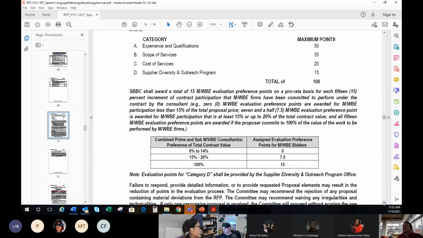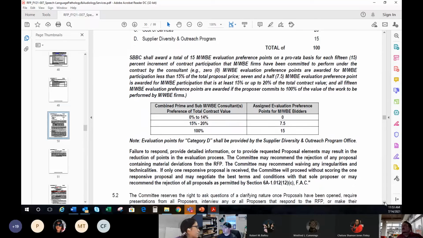The purchasing department will provide the point value for C, and the EDDC office will provide the point value for section D of the category. And again, this goes into how they're going to assign points for this section. You can scroll up a little more.